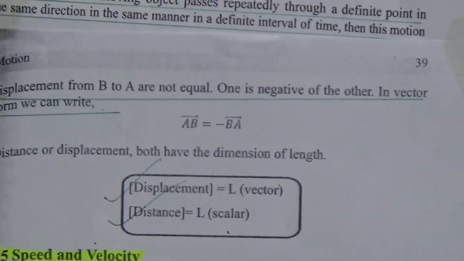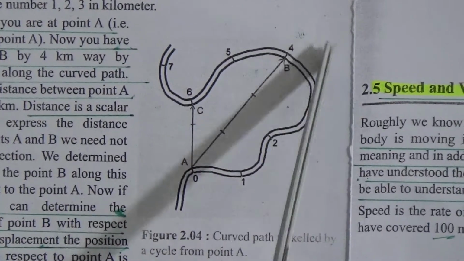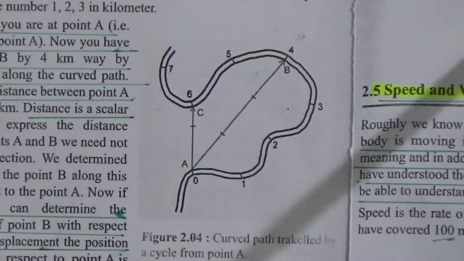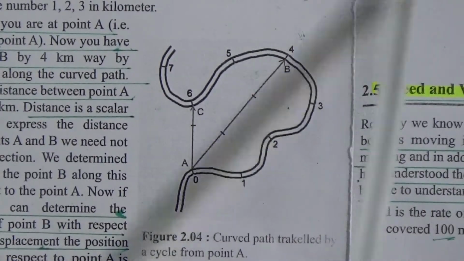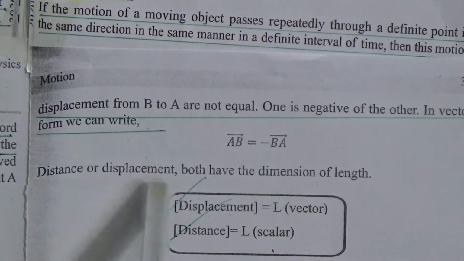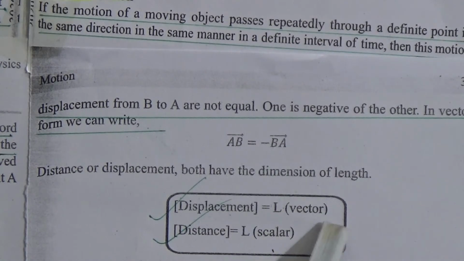If we consider the arrowhead, that means this is positive, AB is positive, but if we consider B to A, then we get negative. Then AB equals minus BA. Distance and displacement both have the dimension of length. Displacement is expressed as L, and it is a vector quantity, and distance is also expressed as L, but it is a scalar quantity.